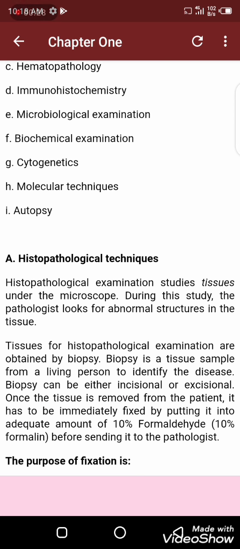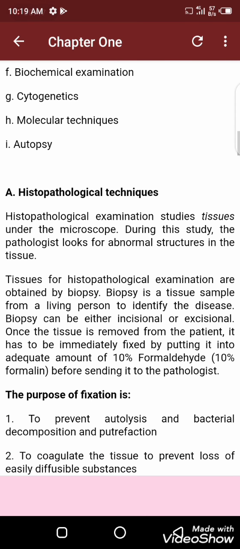Now we are coming to discuss histopathological techniques. Histopathological examination studies tissue under the microscope. What is a microscope? A microscope is an instrument which is used for seeing a tiny object which cannot be seen through the naked eye. During this study, the pathologists look for abnormal structure in the tissue.